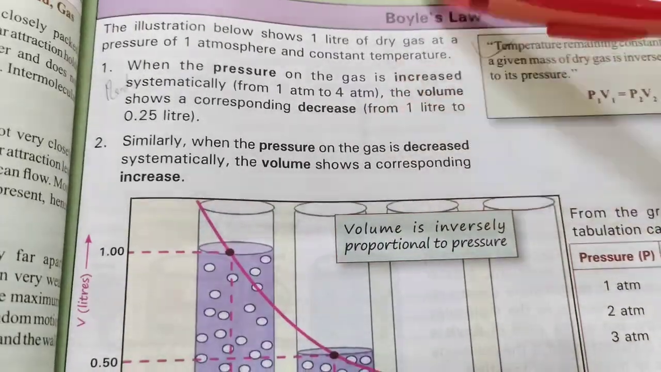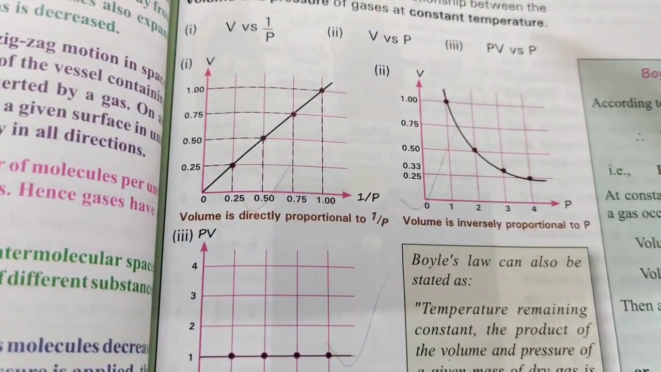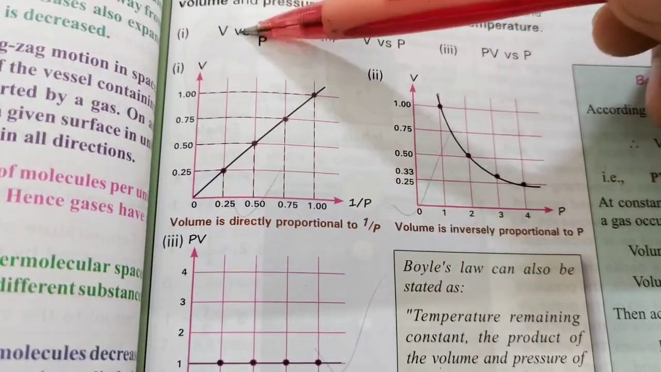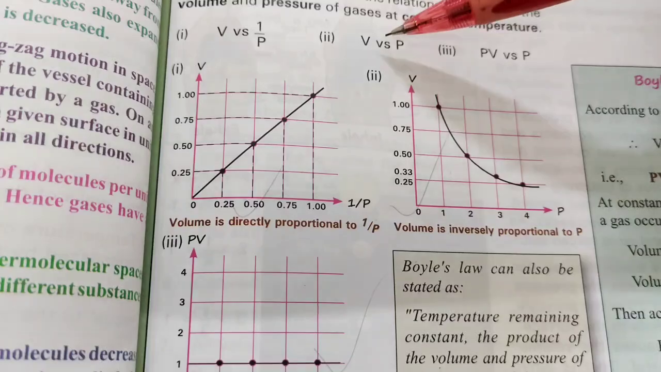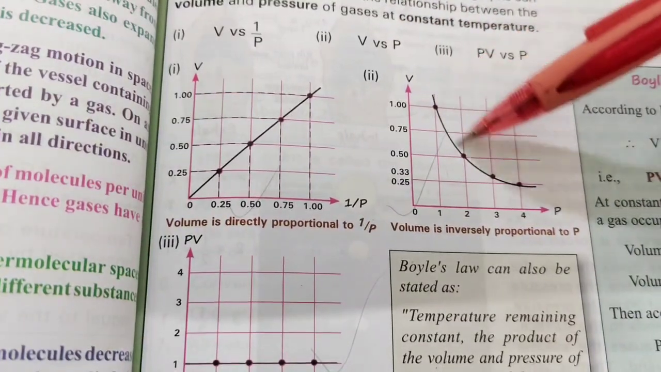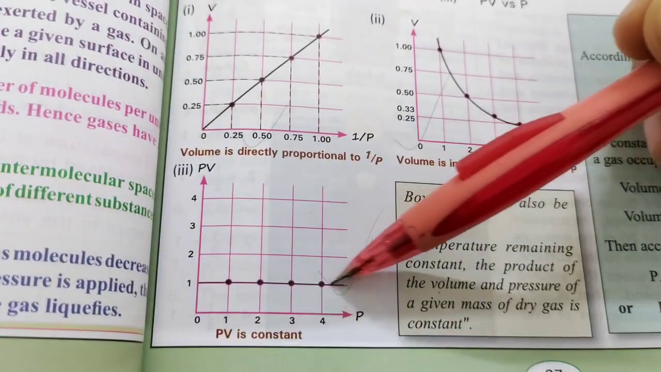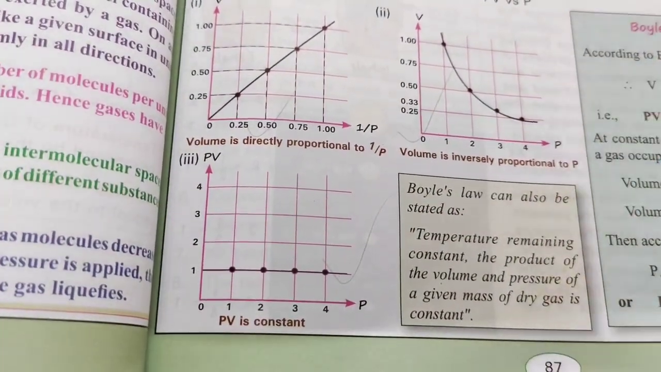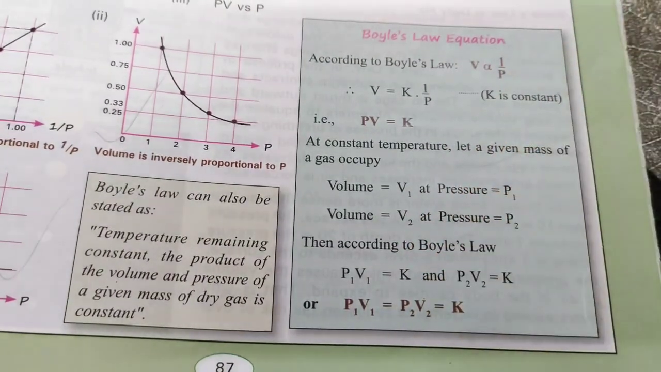Mark this couple of points as read. Table is also just read. These graphs, tick them and learn them. If it's V versus 1 upon P graph, it's a straight line because we can say that volume is directly proportional to the reciprocal of pressure. But volume is actually inversely proportional to pressure, so it's a curved line. And PV versus P graph is a flat line, horizontal line. Now this is another way of writing the Boyle's law, learn that by heart. The equation we will use for numericals is P1V1 = P2V2.